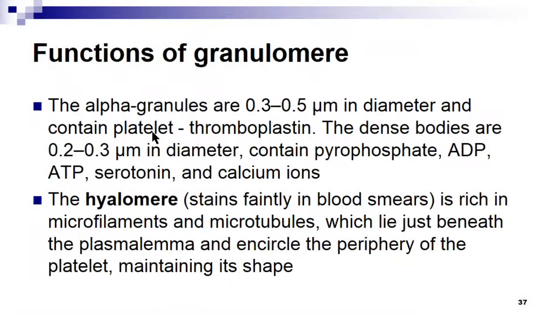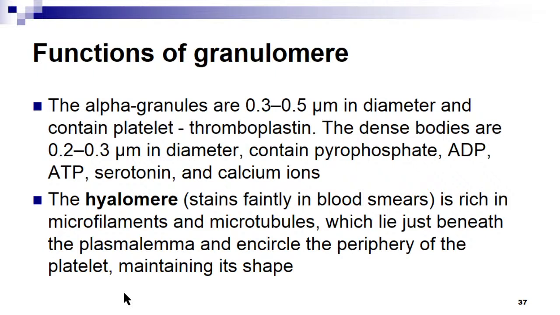Functions of granulomere. The alpha granules are 0.3–0.5 micrometer in diameter and contain platelet thromboplastin, special factor. The dense bodies are 0.2–0.3 micrometers in diameter, contain pyrophosphate, ADP, adenosine diphosphate, and ATP, adenosine triphosphate, serotonin, and calcium ions.